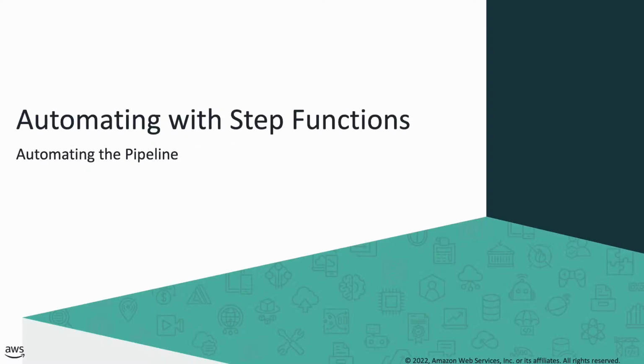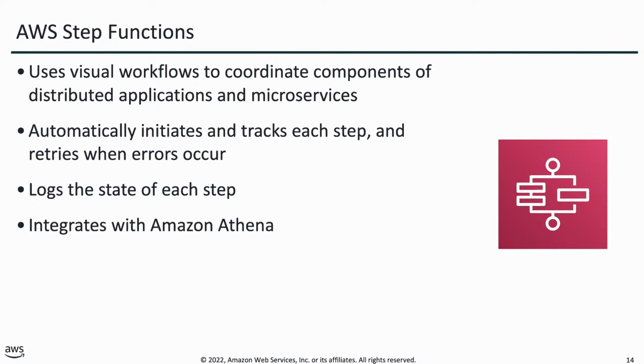All right, so let's talk about automating with Step Functions. The idea here is that Step Functions can help you coordinate components of distributed applications and microservices by using visual workflows. Step Functions provide a reliable way to coordinate components and step through the functions of an application, and the service has a graphical interface that can visualize the different components as a series of steps. And that step function automatically initiates and tracks each step and even retries if there's an error. And so the application runs in the correct order and as expected.